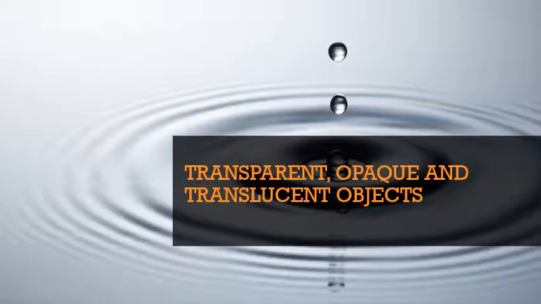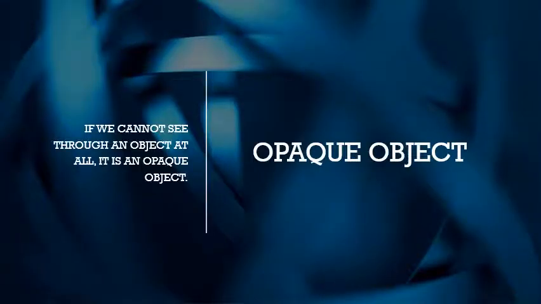Okay. Next is about transparent, opaque and translucent objects. Recall our grouping of objects as opaque, transparent and translucent in chapter 4. If we cannot see through an object at all, it is called an opaque object. If you keep it in front of your eyes, you cannot see what is on the other side. Such objects are called opaque objects.